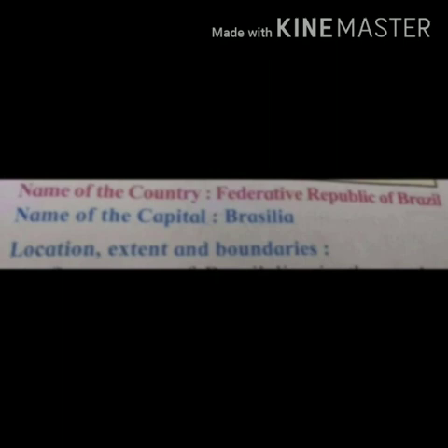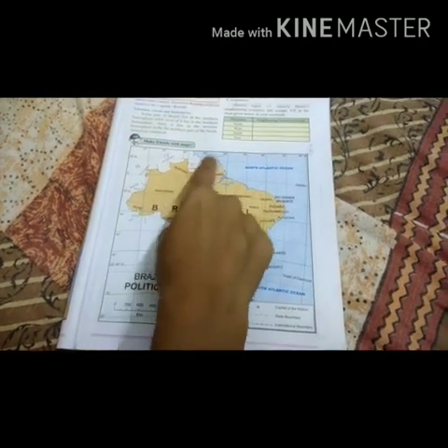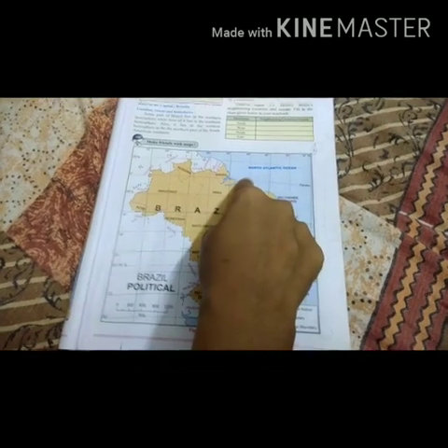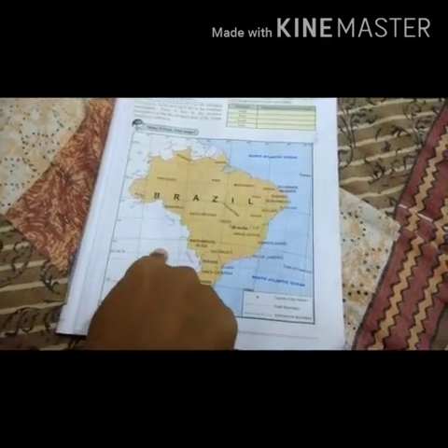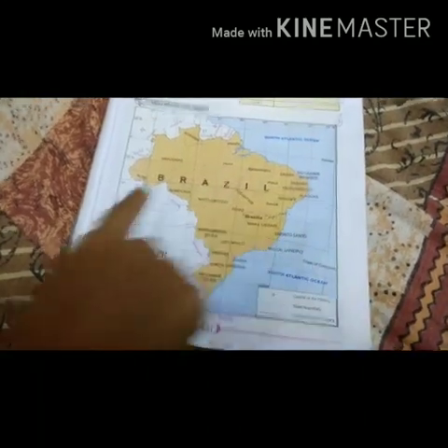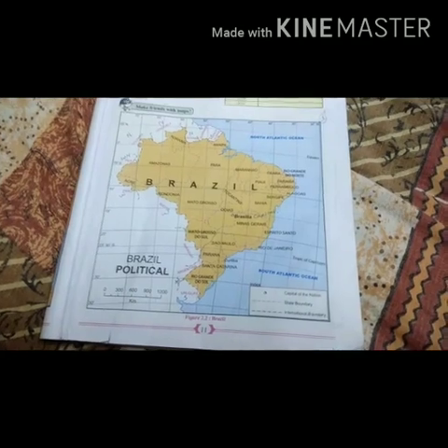If you see the map of Brazil, the equator passes through Brazil. The portion above the equator is the northern part and below the equator is the southern part, but entirely it is located in the western hemisphere. Students, some part of Brazil lies in the northern hemisphere while most lies in the southern hemisphere. Also it lies in the western hemisphere, in the northern part of the South American continent.